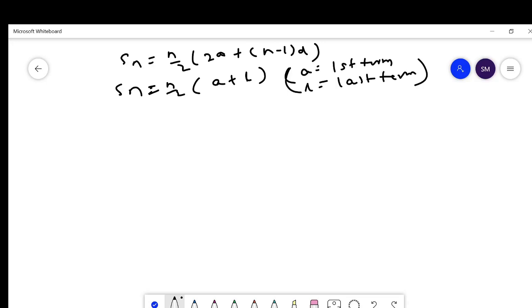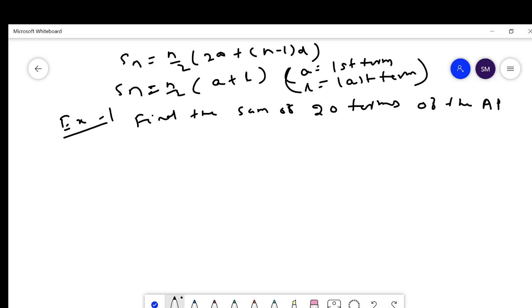Then here the question says, I have already told you students, please practice a variety of questions. Here the question says, find the sum of 20 terms of the AP.